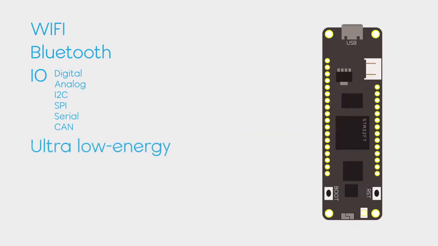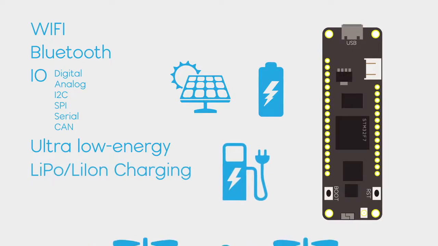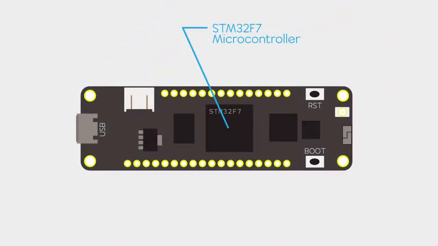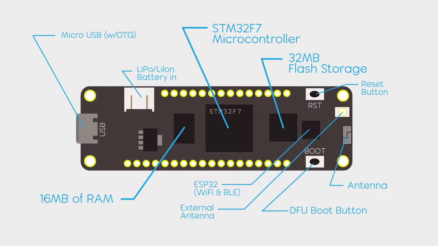It's ultra low energy, so it can run indefinitely on a small solar cell or for years on a small battery. In fact, it even has an integrated battery charging circuit. Yet it's powerful enough to fly a drone. At the heart of it is an STM32 F7 microcontroller, and we've paired that with 32 megabytes of flash storage and 16 megabytes of RAM. And of course, it runs Meadow OS, which supports full .NET Standard 2 applications and secure over-the-air updates.